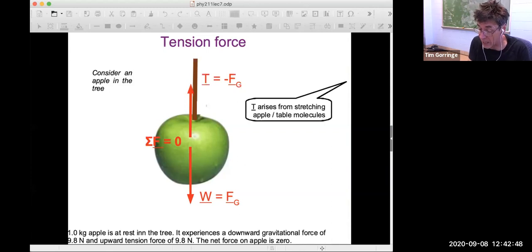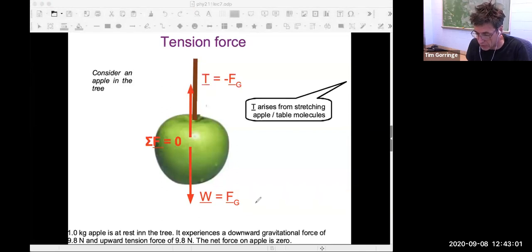But again, like the apple on the table, it's not that there's no individual forces acting on the apple. There are actually individual forces acting on the apple. And one of them is the gravitational force. So downstairs here, I've marked the gravitational force, pulling the apple downwards towards the center of the earth. But counteracting that force is an upwards tension force exerted by the stem of the apple on the apple itself. And I've denoted that upstairs here.